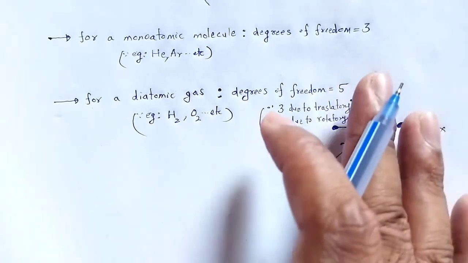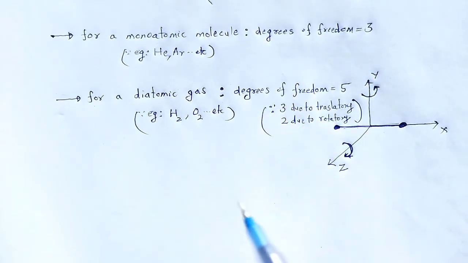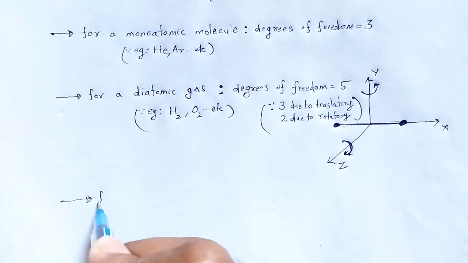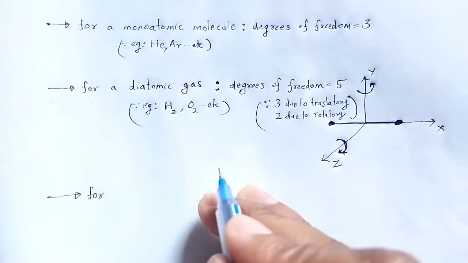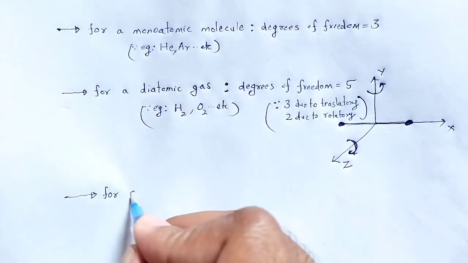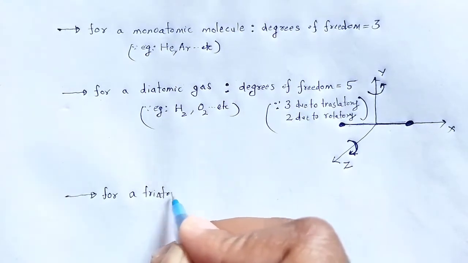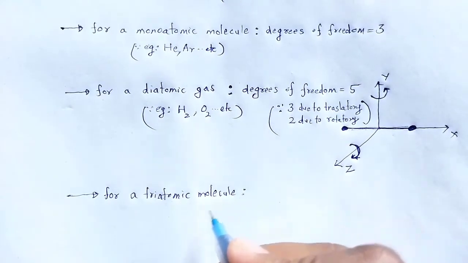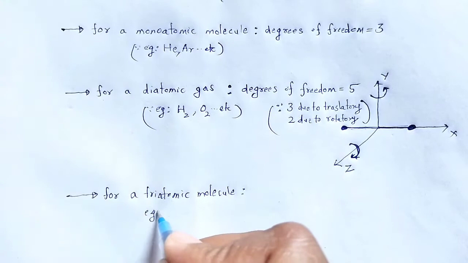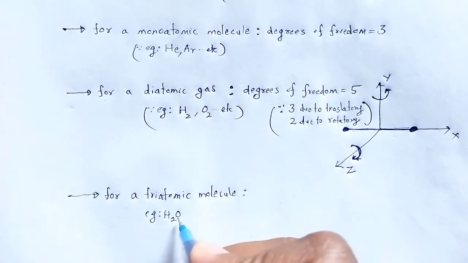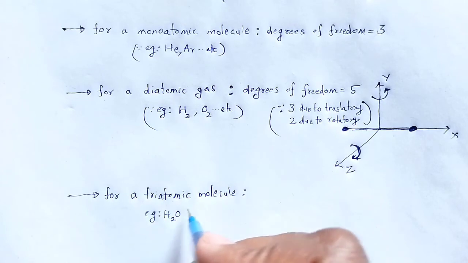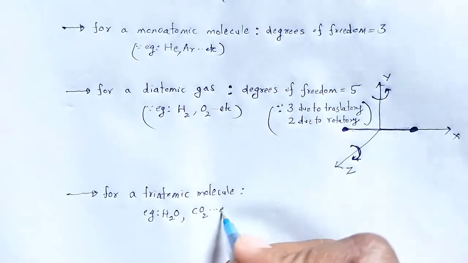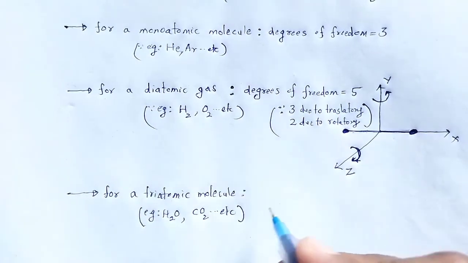Again, what should be the degrees of freedom for a triatomic gas molecule? For a triatomic molecule, for example H2O, 2 hydrogen and 1 oxygen atom, the total number of atoms is 3. Carbon dioxide, CO2, 1 carbon and 2 oxygen, also comes under the category of triatomic molecule.